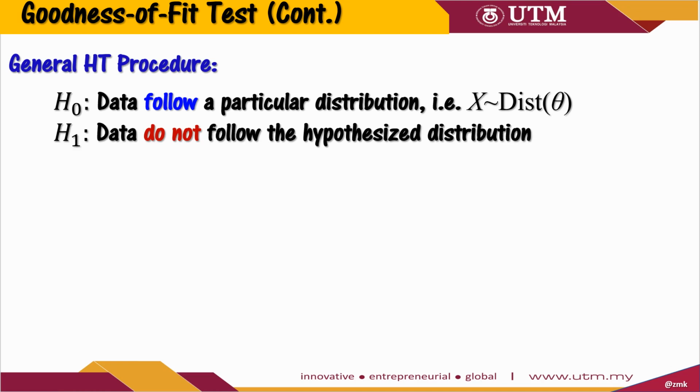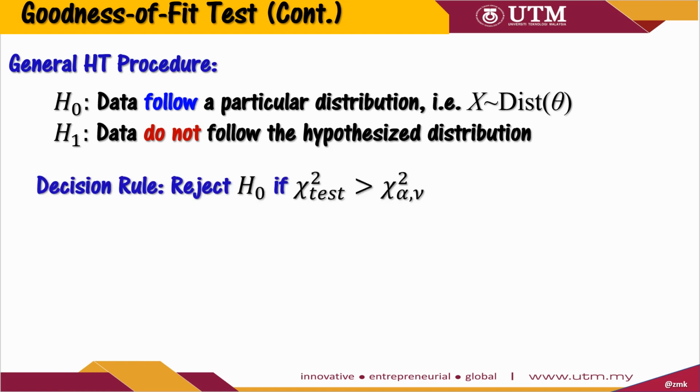The rejection or decision rule is only one, that is, reject H0 if the chosen test statistic chi-square test is greater than the critical value chi-square alpha nu. Notice that we only use a greater than sign here, and the critical value is at the whole alpha, not alpha over 2, which means we only have one critical region on the right, which is defined by the set of chi-square values greater than chi-square alpha nu.